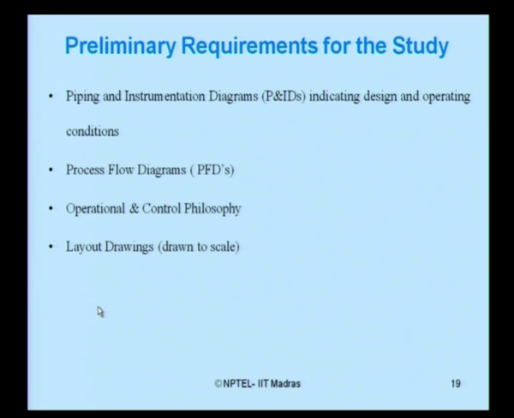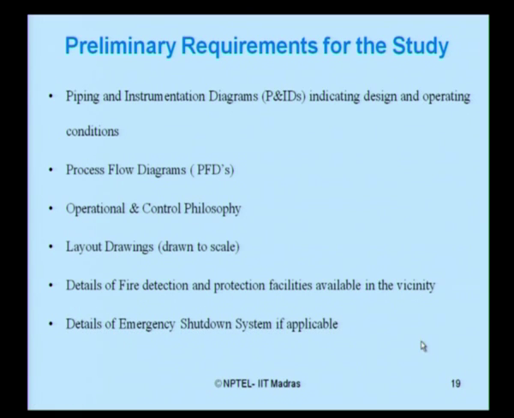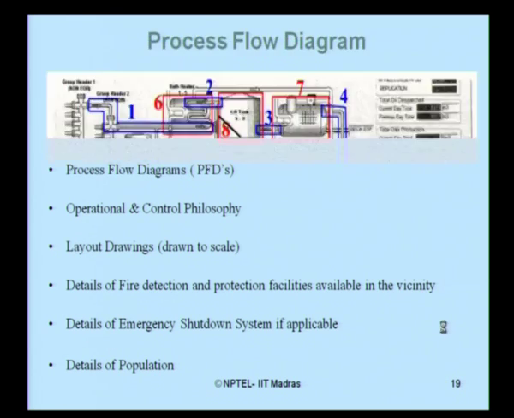I must have a complete layout drawing which is thoroughly drawn to scale for my problem. I should also have the complete details of the fire detection systems and the protection facilities available in the near vicinity of the plant. Remember that we are not only focusing on the risk reduction measures available in the plant itself, but in addition we are looking for those protection facilities available in the near vicinity of the population as well, and also try to find out all details available on the emergency shutdown system, if applicable to your study. And very interestingly, you must have the details of population, the density of population in the vicinity of the problem where your plant is situated.